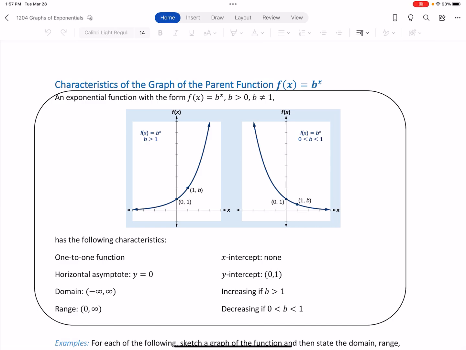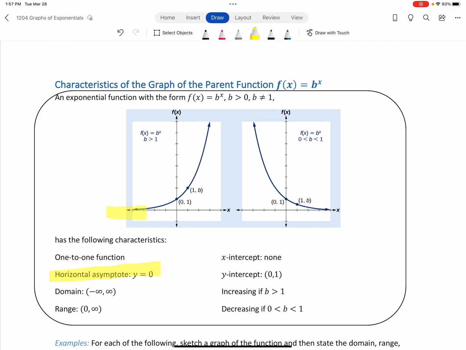Okay, so now we want to be able to graph exponential functions. So remember, exponential functions look like b to the x, or a times b to the x even. And some characteristics of an exponential function are that they're one-to-one. They have what's called a horizontal asymptote at y equals 0.